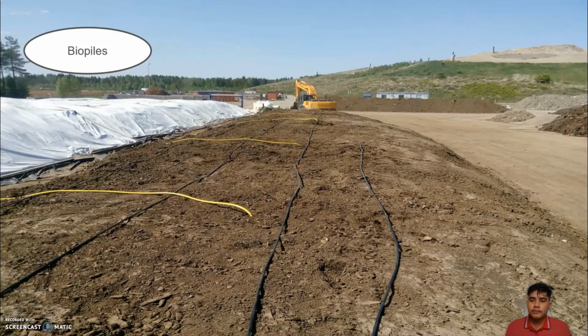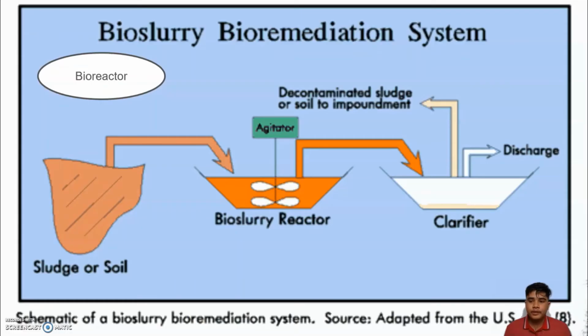So this is the example of biopile. Actually, biopile is a hybrid process between land farming and composting, in which the engineered cell is being constructed, named as aerated composted pile, which then being used for surface contamination of petroleum hydrocarbon. Next, so this is the bioslurry bioremediation system, which is one of the example of bioreactor in which the solid contaminant is being processed in engineered containment system or in the reactor.